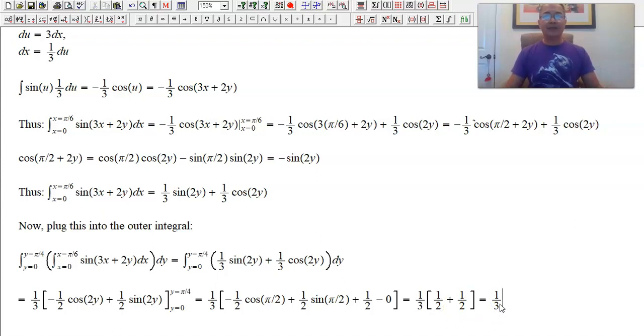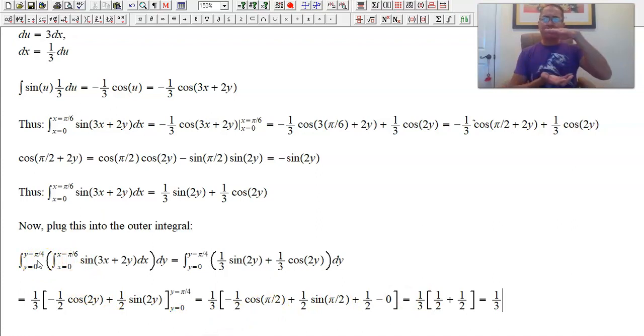Okay, and if I'm not mistaken, that is the right answer. So the volume of that solid that we saw in GeoGebra should be 1/3. Seems like a reasonable answer. Remember that the top is 1. So the base is a rectangle, with length pi over 6, width pi over 4.